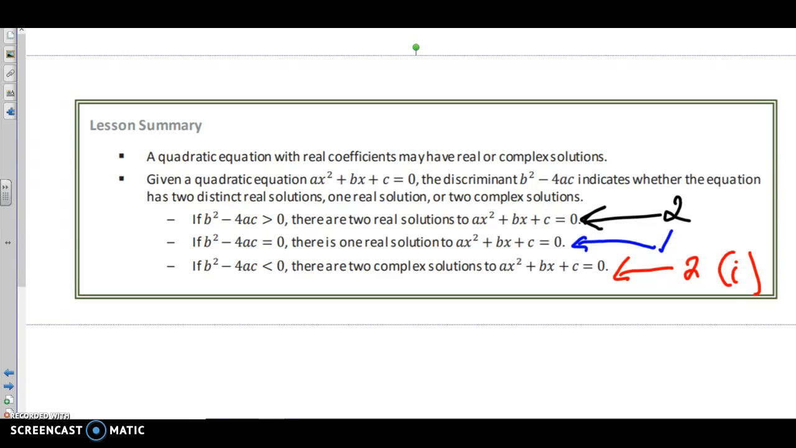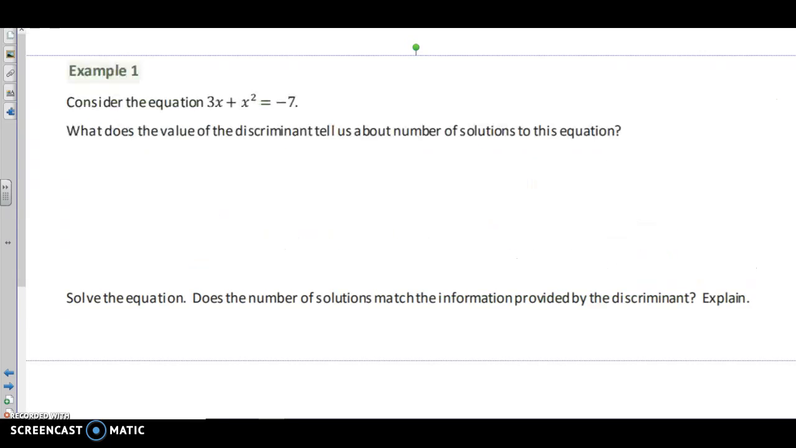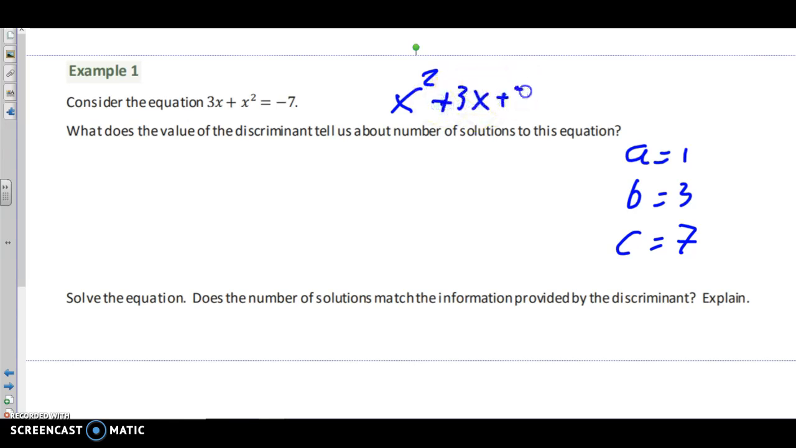Let's look at a couple of examples. So example 1. What does the discriminant tell us about the number of solutions to the equation? So I have an A value of 1, a B value of 3, and a C value of 7. Remember, this has to equal 0, so I've got to move the 7 over. So that is the quadratic equation I am looking at.